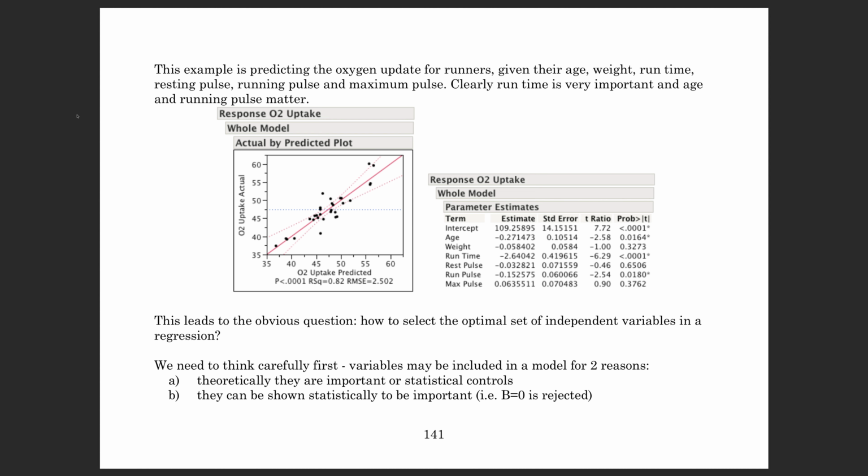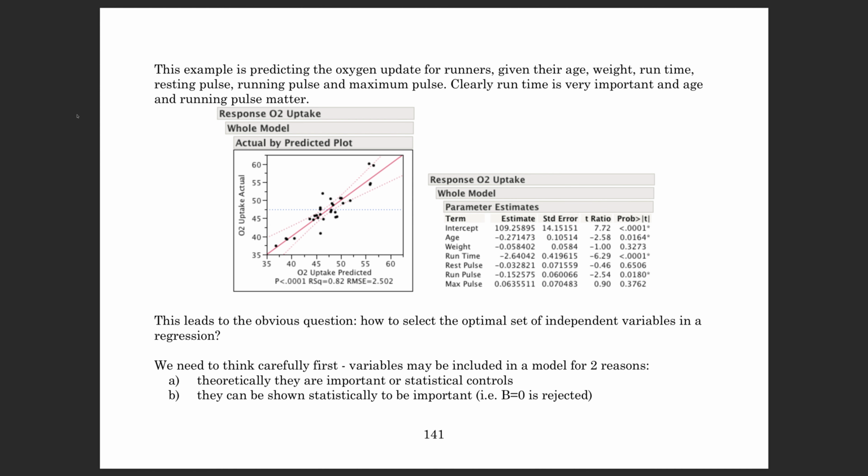On the right-hand side, we have the statistical test for each of these covariates, each of these variables. We can see that for age, the result is significant at about 1.6%. Weight does not appear to be significant. Runtime is very strongly significant. Resting pulse is nowhere close to significant, 65%.